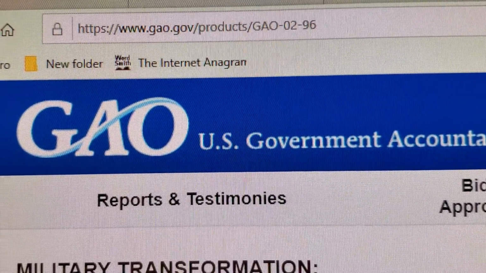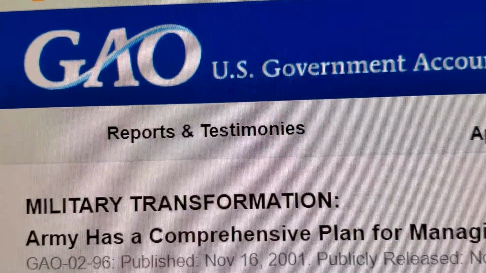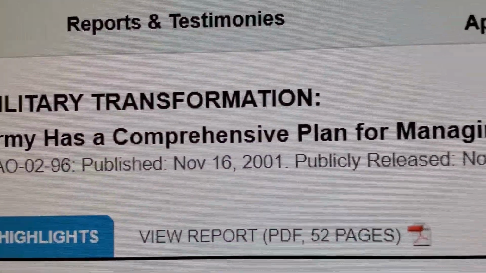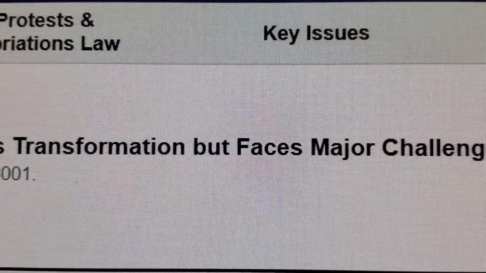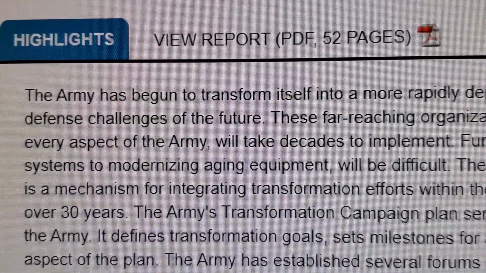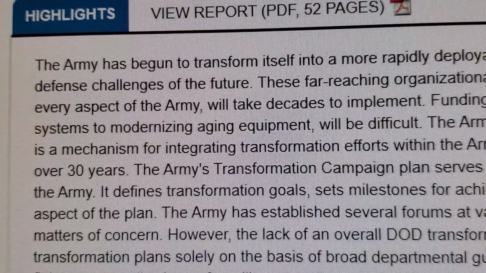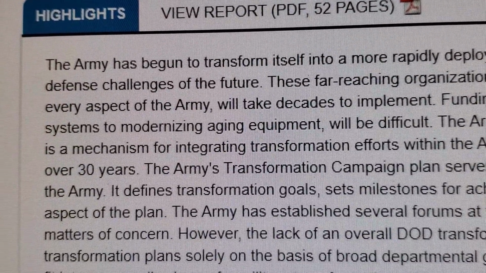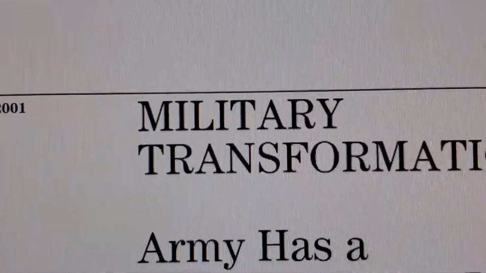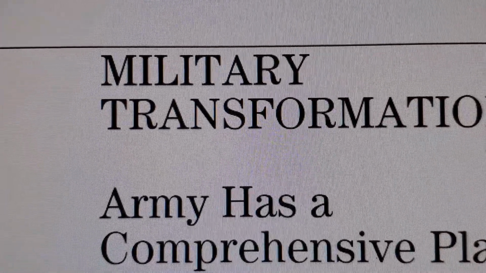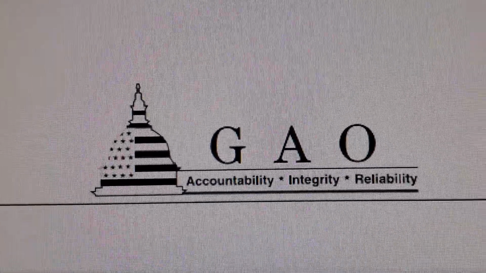So when I went to this GAO, U.S. Government Accountability Office, we're talking about military transformation, and the Army has a comprehensive plan for managing its transformation. It says, but faces major challenges. So I went in and looked at this plan, and if you look in here, the word plan, I think I've already mentioned this before, is mentioned, I think, 13 times in just one page. So sorry about all the reflection on this video, you guys. But it talks about the military transformation. The Army has a comprehensive plan that faces major challenges. Here's the GAO accountability.